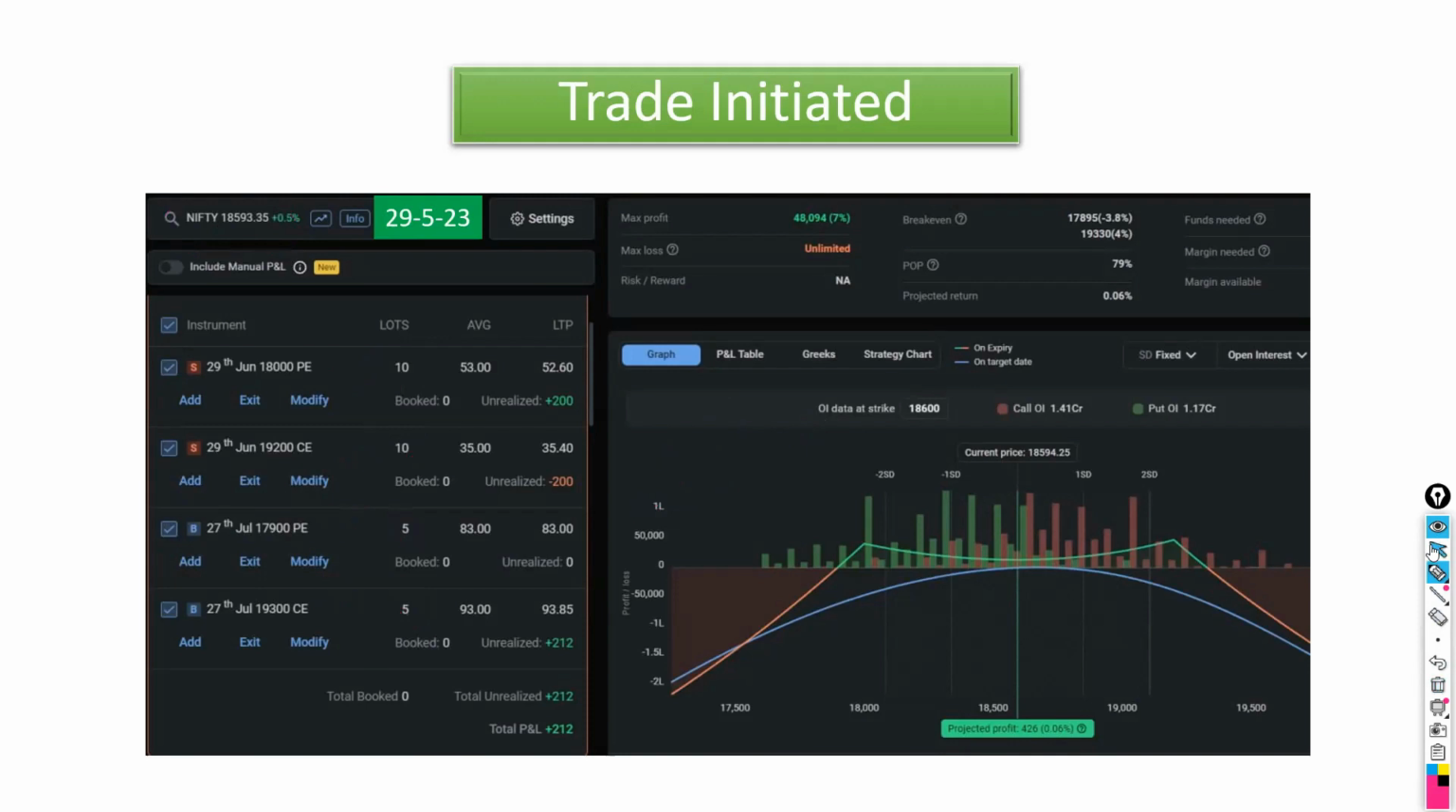We manage this one. This is the initial trade. After taking this trade, observe this: what is the breakeven?